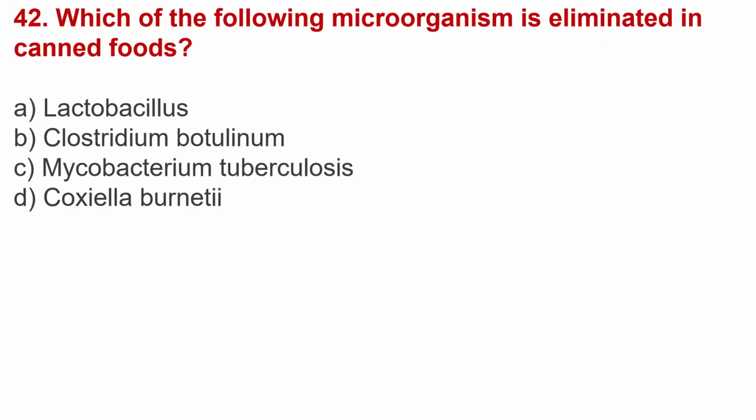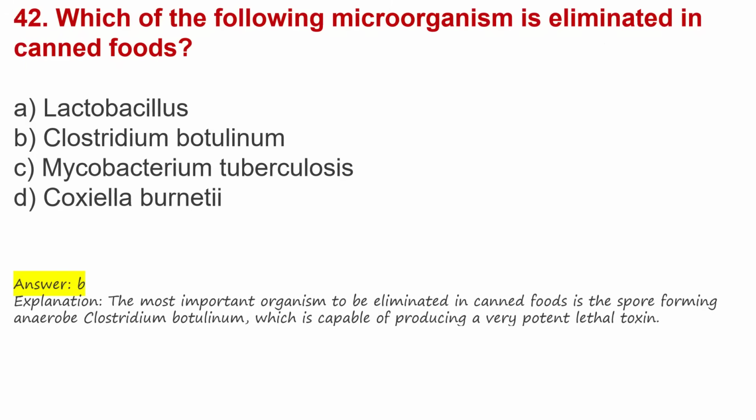Question 42. Which of the following microorganisms is eliminated in canned food? A. Lactobacillus. B. Clostridium botulinum. C. Mycobacterium tuberculosis. D. Coxiella burnetii. The answer is B. The most important organism to be eliminated in canned food is the spore-forming anaerobe Clostridium botulinum, which is capable of producing a very potent lethal toxin.